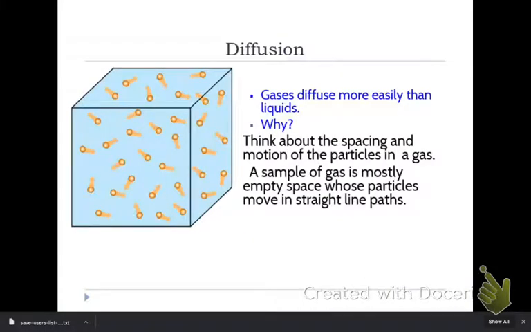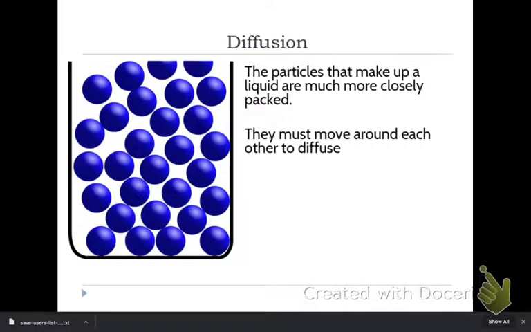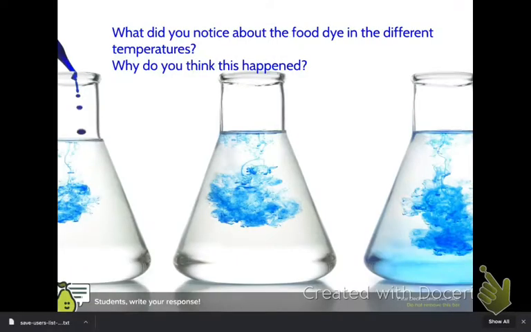So gases diffuse more easily than liquids. Think about the spacing and the particle motion. A sample of gas is mostly empty space, and the particles move in straight line paths, and they move faster. Particles in a liquid are much more closely packed. They move around each other. They move more slowly, and it takes more time because they can't move in straight lines.